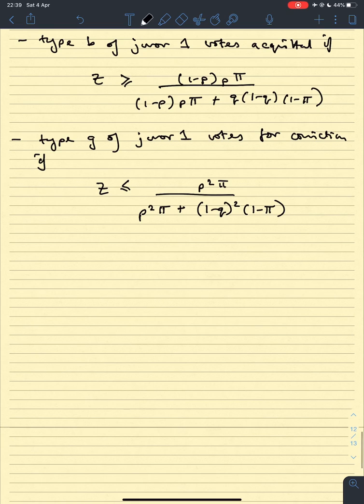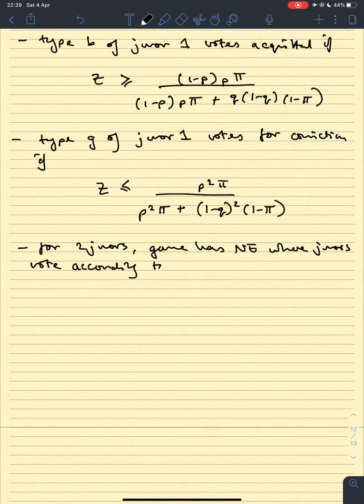And we have a Nash equilibrium wherein for two jurors, the game has a Nash equilibrium where jurors vote according to their signal if Z lies within this range.